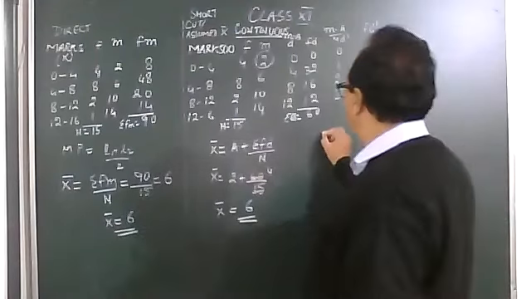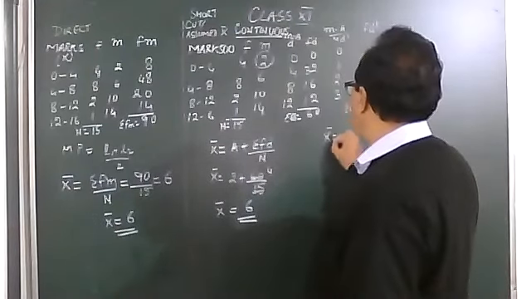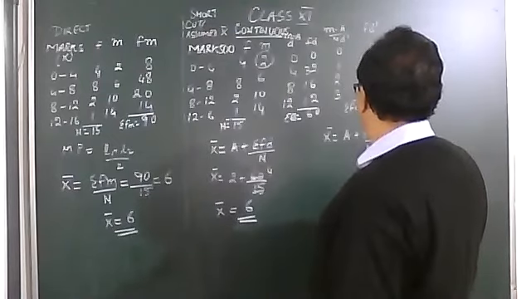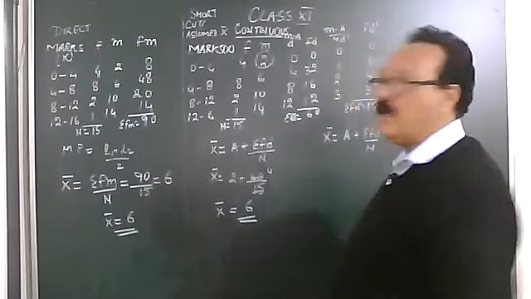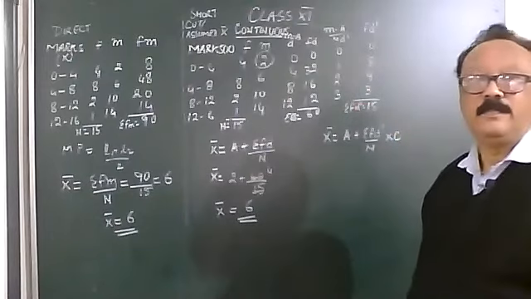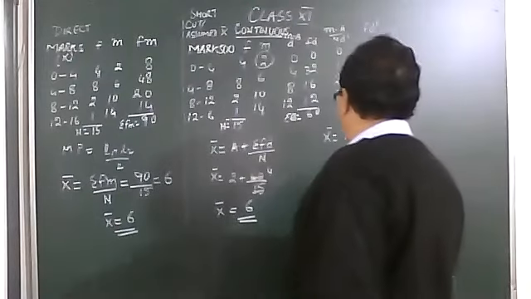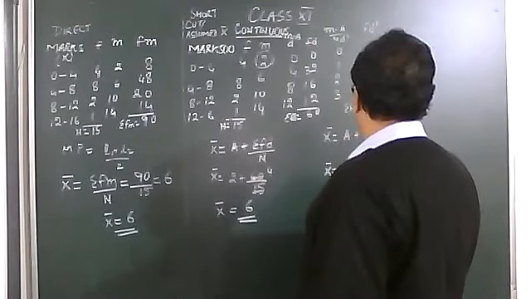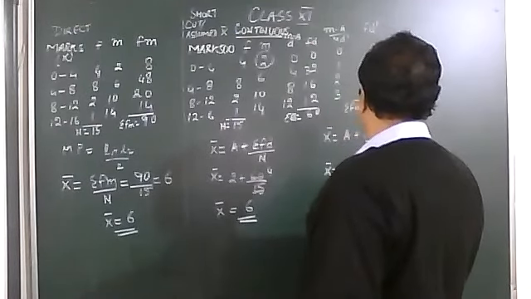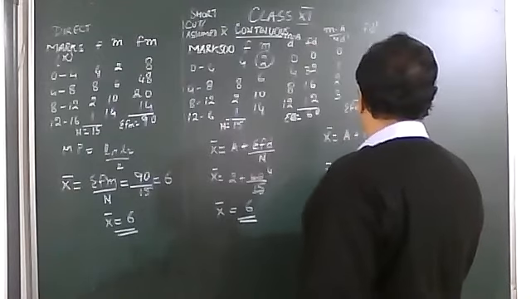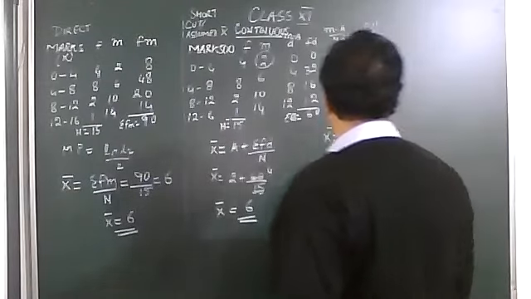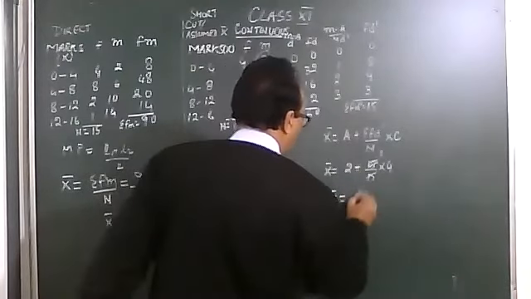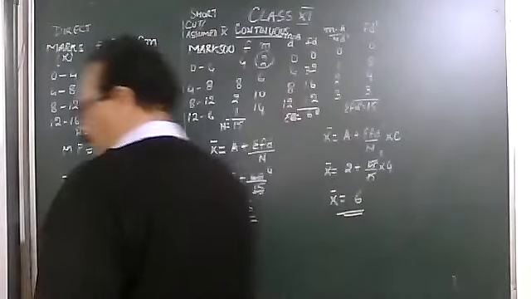The formula here will be mean is equal to assumed mean plus sigma f d dash upon n multiplied by the common factor. So mean is equal to what did we assume? 2 plus 15 upon 15 into 4. 1 into 4 is 4, mean is equal to 4 plus 2, 6.